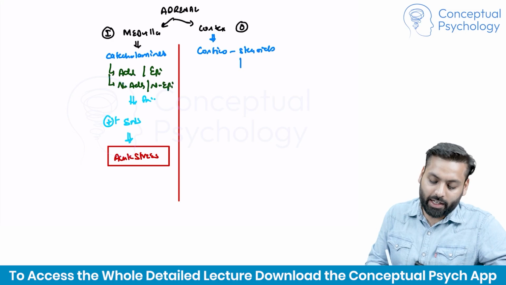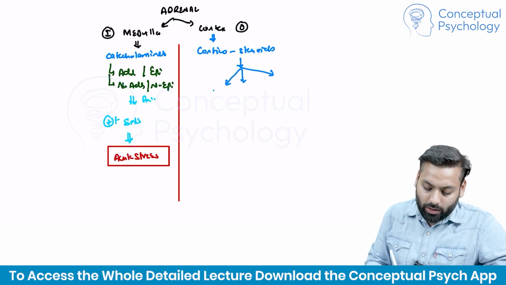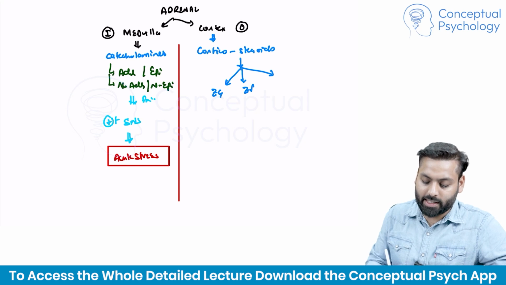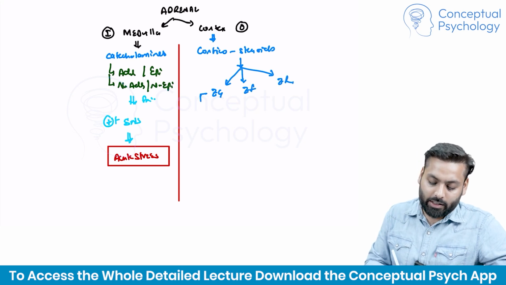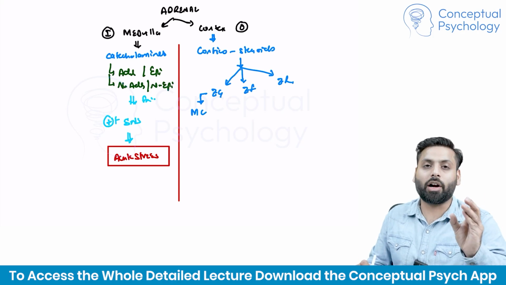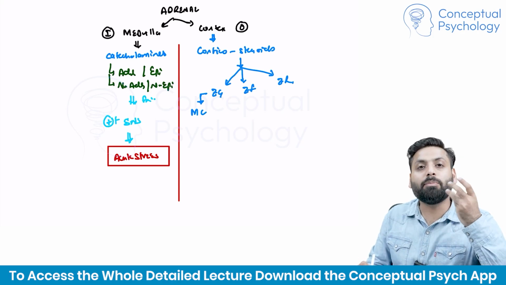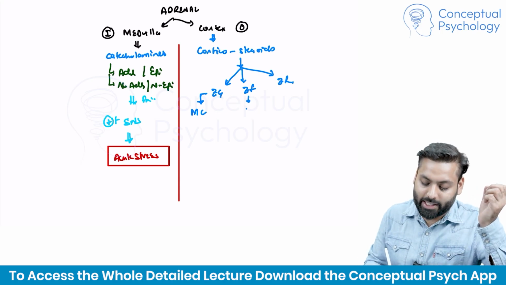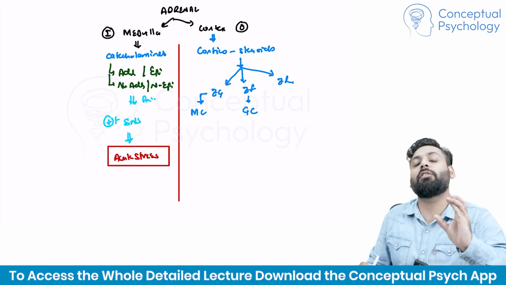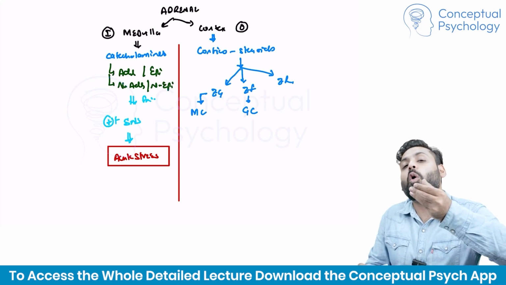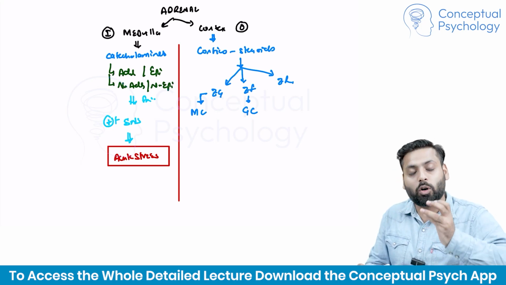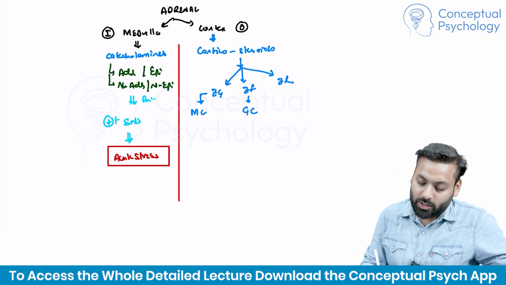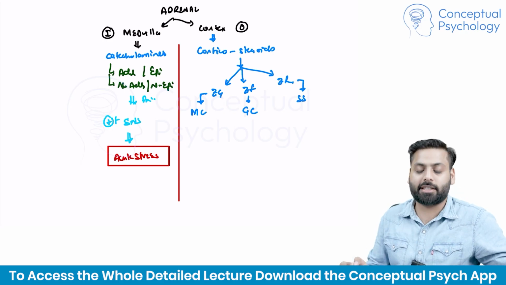What are the three types of corticosteroids? It has zona glomerulosa, zona fasciculata, zona reticularis. Zona glomerulosa releases mineralocorticoid, so it will act on the minerals, sodium and potassium. Then zona fasciculata releases glucocorticoid, so it will have a role in glucose metabolism. Then zona reticularis releases sex steroids.